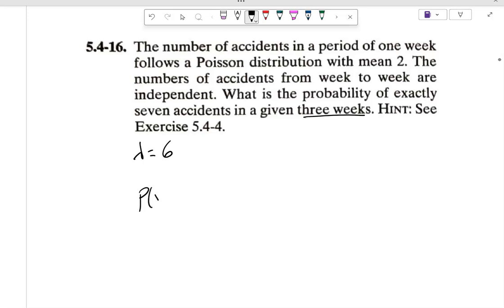So then the probability that you would have exactly 7 accidents in 3 weeks, remembering what our Poisson PDF looks like. It's lambda to the x, e to the minus lambda over x factorial. Well, whatever that turns out to be.